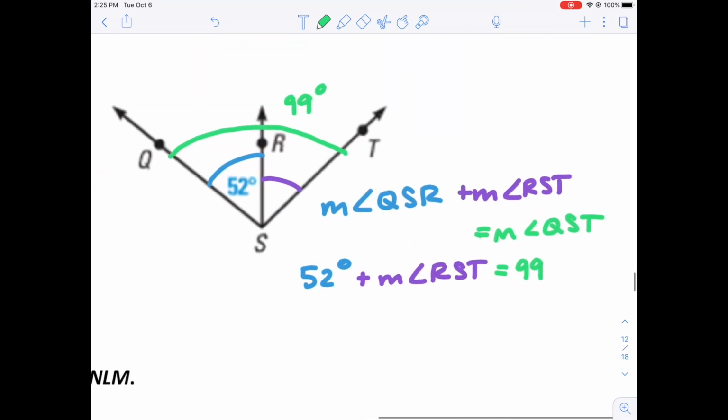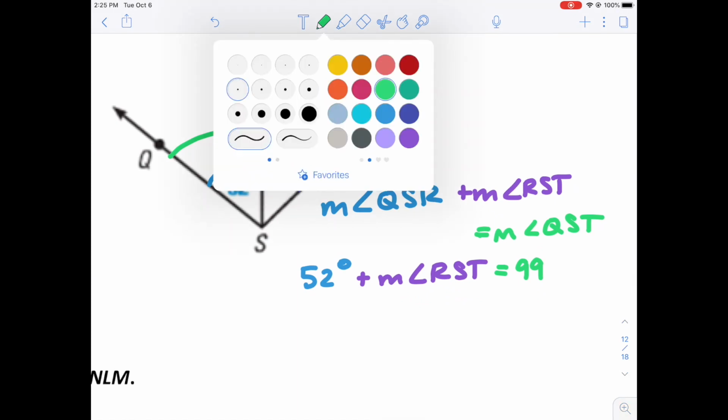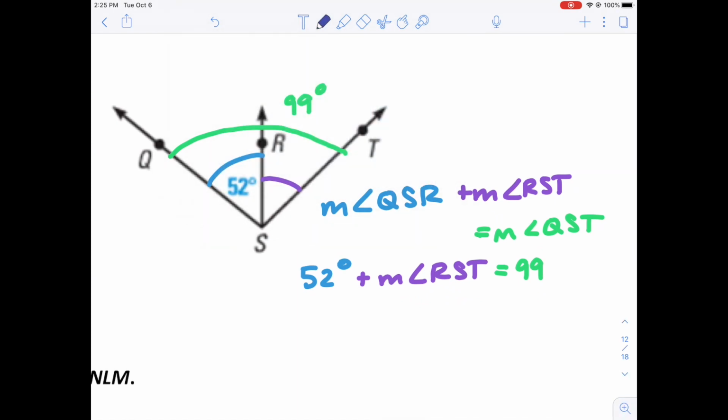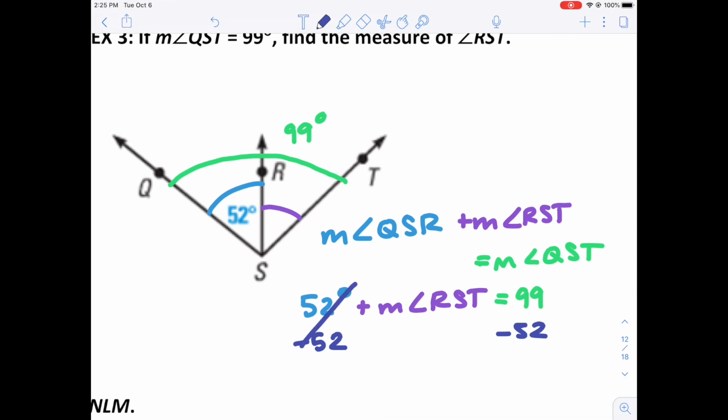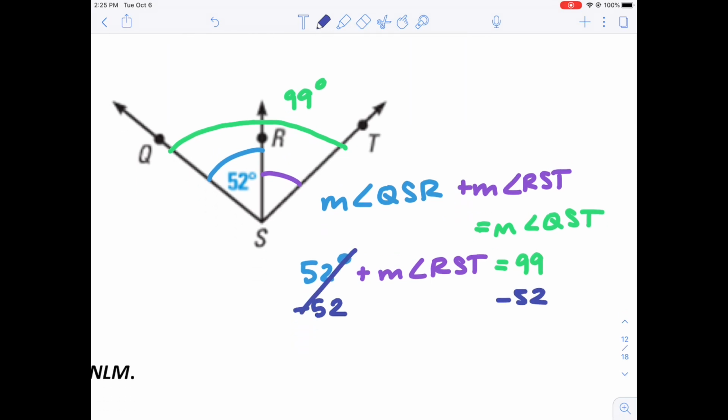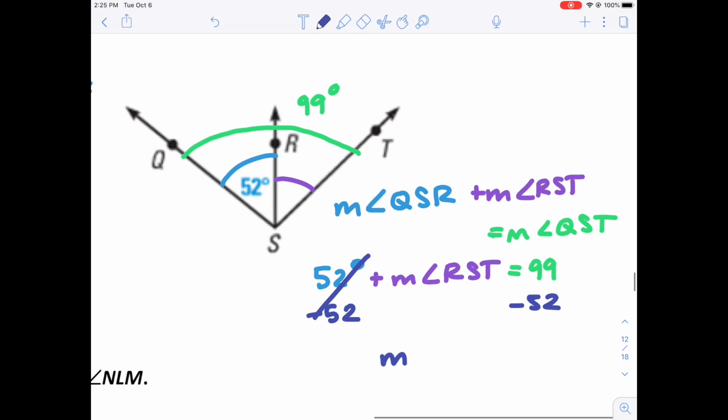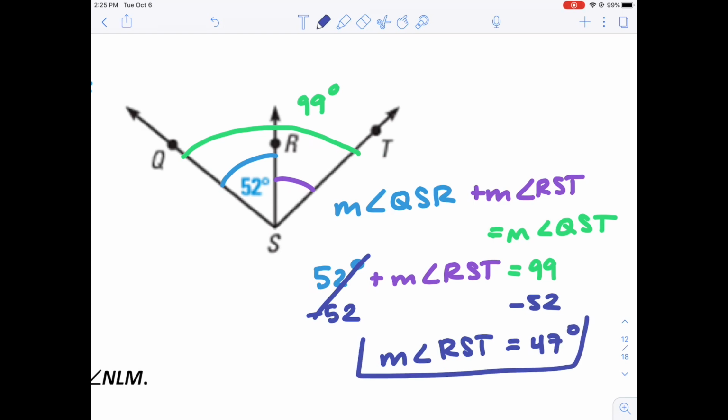And then what you're going to want to do is use solving equations. So I need the measure of angle RST. That's what I don't know. But all that's happening to that right now is 52 degrees is being added to it. So if I subtract 52 from both sides, I will get my measure of angle RST. So the measure of angle RST would be 47 degrees.